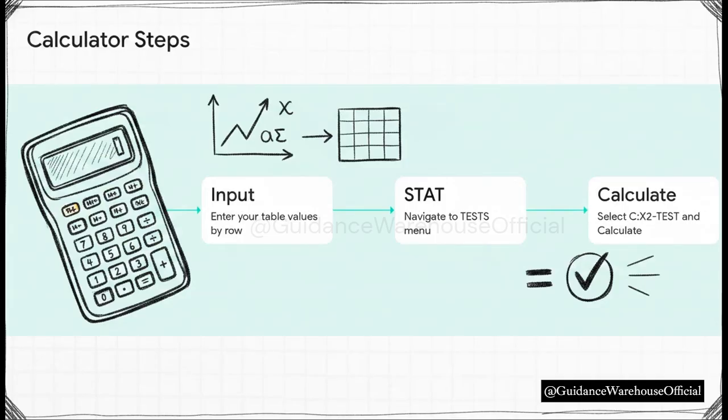Now imagine we're up at the whiteboard together. If you're using a standard TI-83 or 84 calculator, here is exactly how you handle this whole process. You're going to hit the matrix key, arrow over to edit, and select matrix A. Just punch in your table values row by row. Then hit stat, arrow over to tests and scroll all the way down to option C, which is the chi-square test. Hit calculate and boom, it does all that heavy mathematical lifting for you.